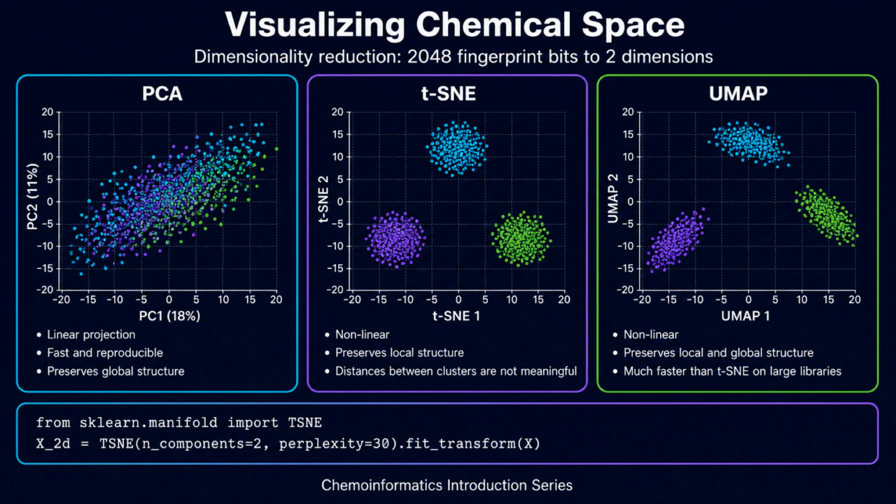t-SNE, t-distributed stochastic neighbor embedding, excels at preserving local structure, making clusters very visible. However, it's slow and distances between clusters aren't meaningful. UMAP, Uniform Manifold Approximation and Projection, offers the best of both worlds. It preserves both local and global structure and runs much faster than t-SNE. For exploring compound libraries, I recommend starting with UMAP.